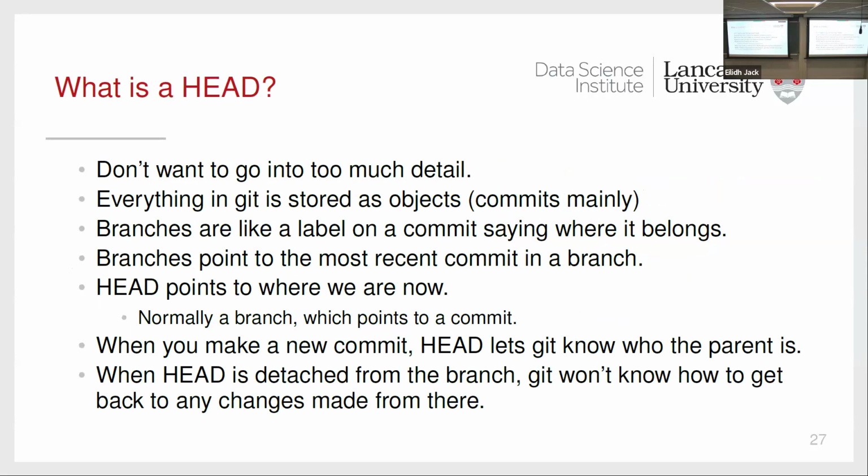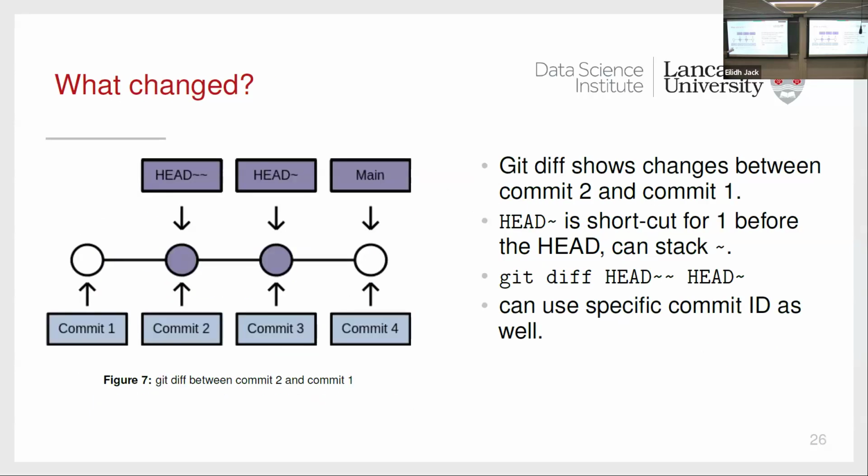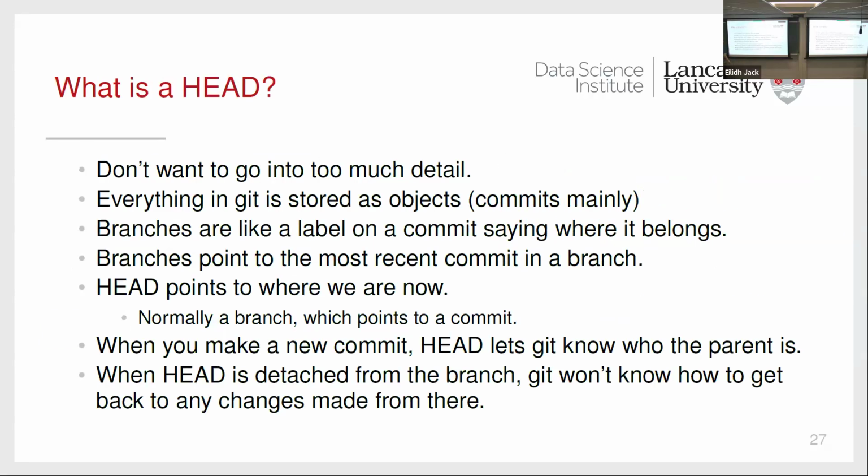Quickly going into it, everything in Git is stored as an object, and branches, which I'll get to in a minute, are like a label saying where on a train track almost those commits belong. And when you ask for a specific branch like main, it usually points you to the most recent commit. So if you ask for main, it gives you the most recent commit there.